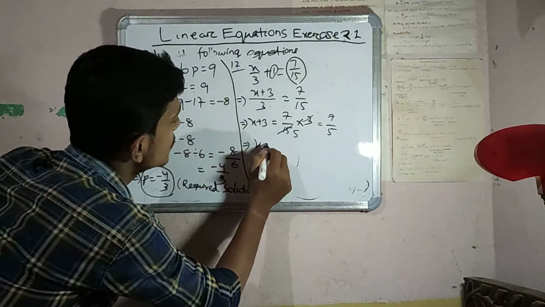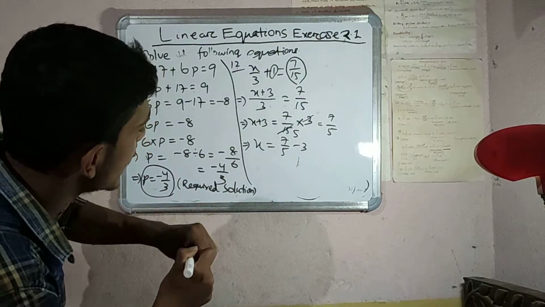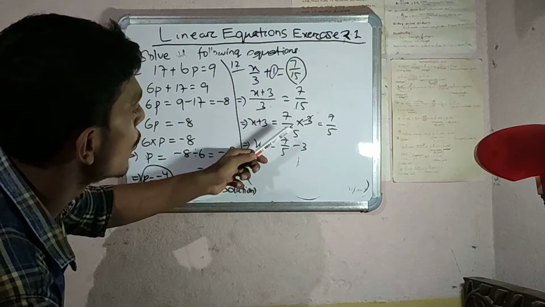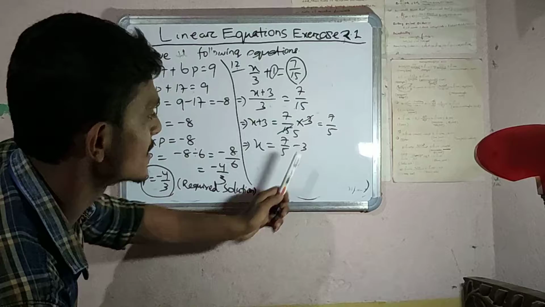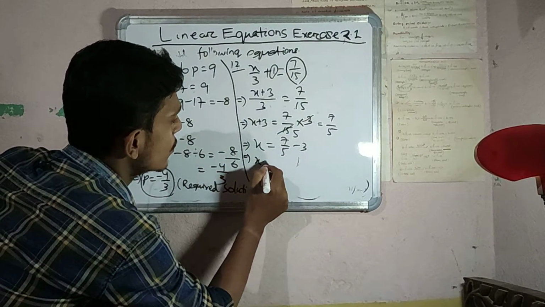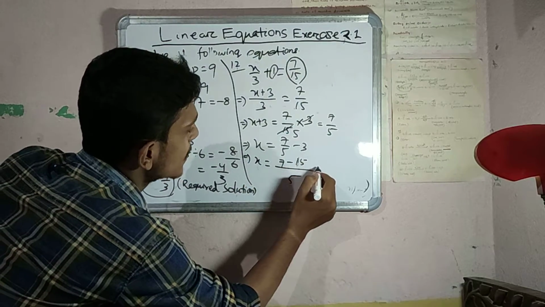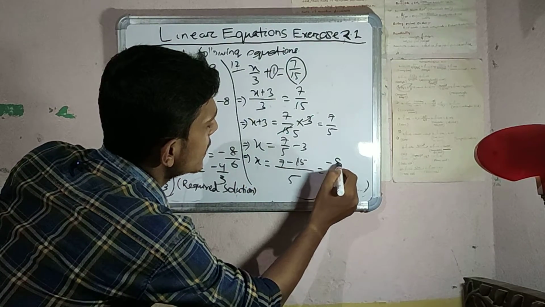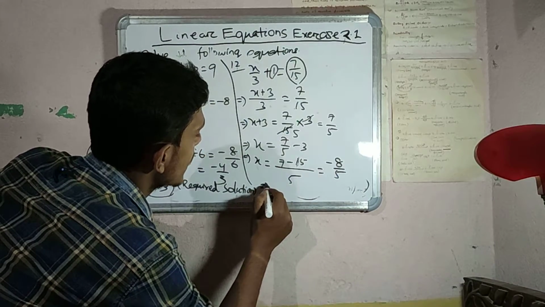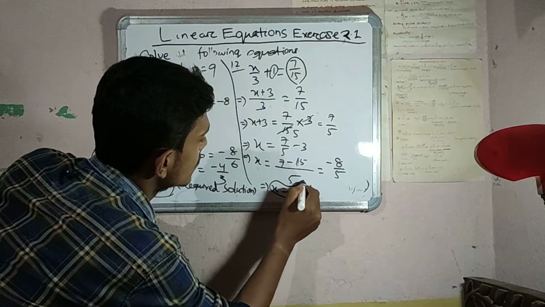Then x is equal to 7 upon 5 minus 3, because here 3 is added. When it is transposed into the right hand side, it is subtracted. So x is equal to, the LCM is 5, 7 minus 15. That is minus 8 upon 5. So the value of x is minus 8 upon 5.